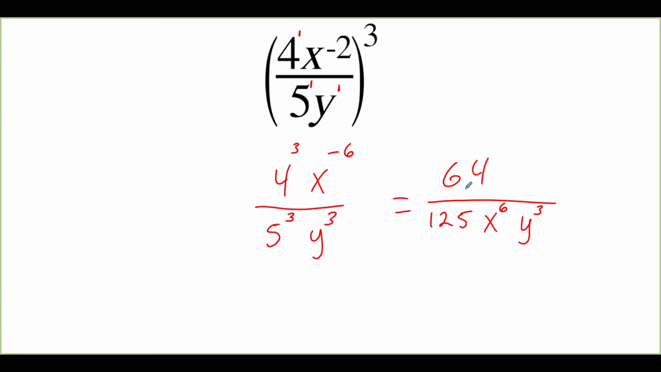Now when we've got these fractions in here with numbers in them, we should always double check to see if we can reduce down our fractions at all. There is nothing that will divide nicely out of 64 and 125 though, so this is going to be our final answer. 64 over 125, x to the 6th power and y to the 3rd power.